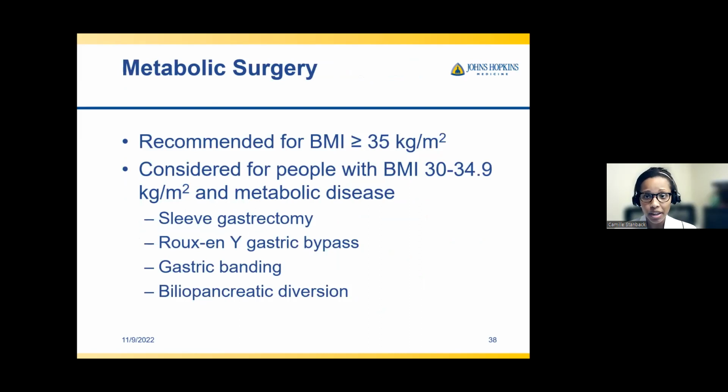Metabolic surgery, as previously discussed, is another treatment for obesity as well as diabetes. It's recommended when there's a BMI of at least 35 and can be considered with lower BMIs of greater than 30 with concurrent metabolic disease, such as diabetes. The current available procedures include the sleeve gastrectomy, which is the most commonly performed today, Roux-en-Y gastric bypass, gastric banding, and biliopancreatic diversion.